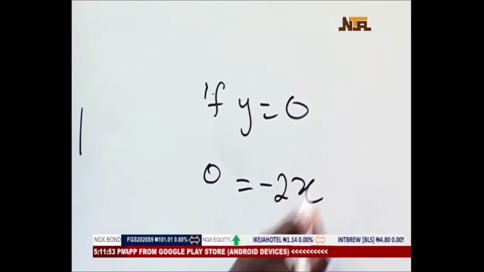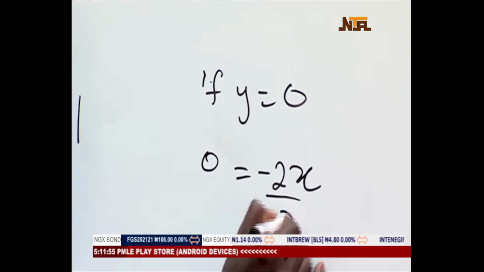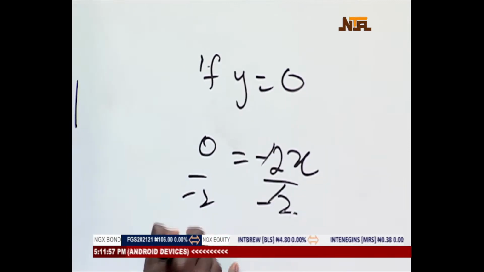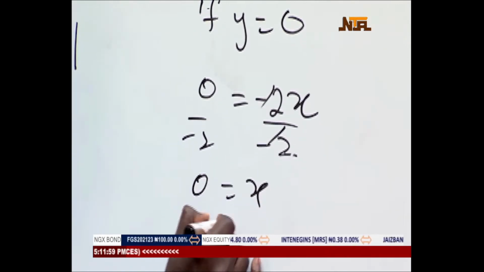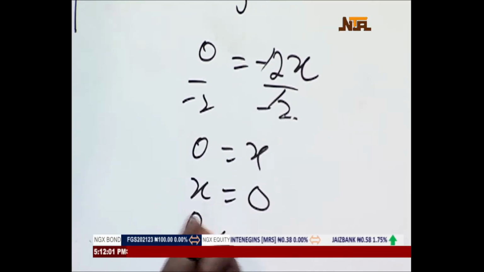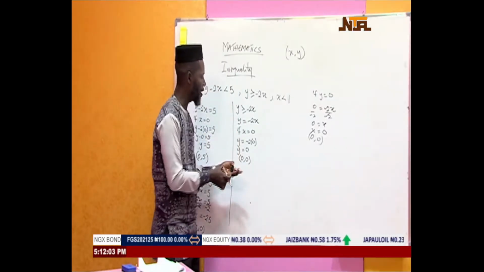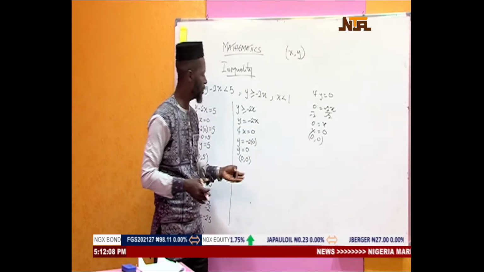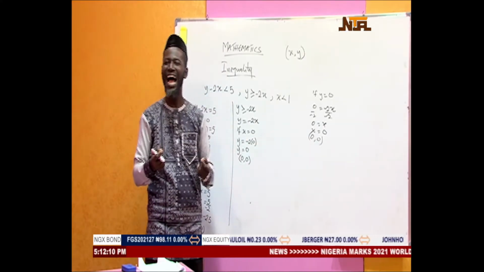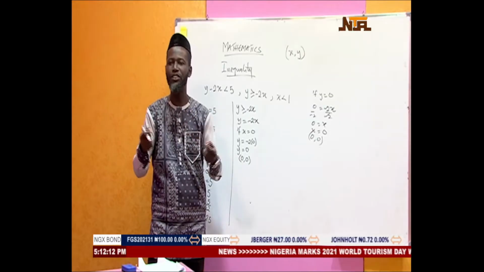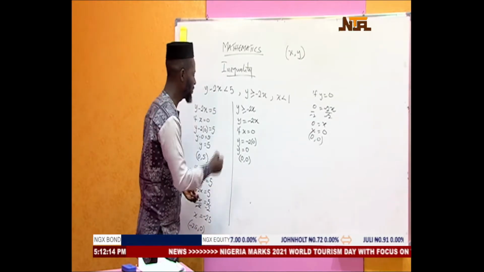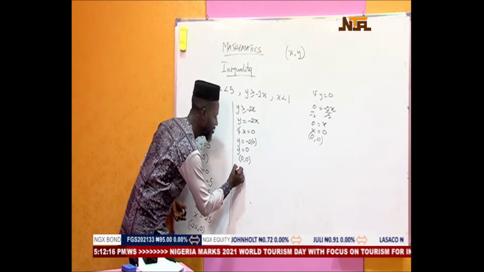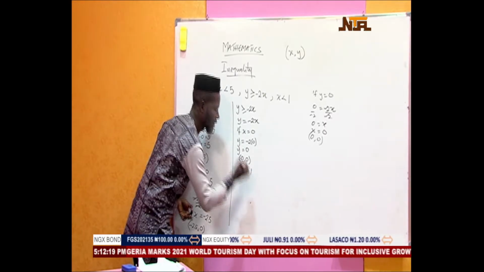minus 2x. So divide both sides by minus 2. Minus 2, minus 2. That is 0 is equal to x. That is our x is equal to 0. So it's going to be 0, 0. So when we are already having our 0, 0, this one is not of use anymore because we would have the same point, and to have a straight line, that is not possible. So what you need to do is to assume that x is equal to 1.